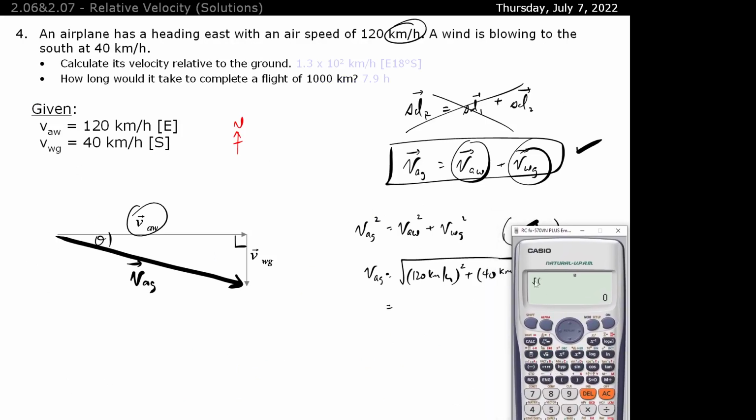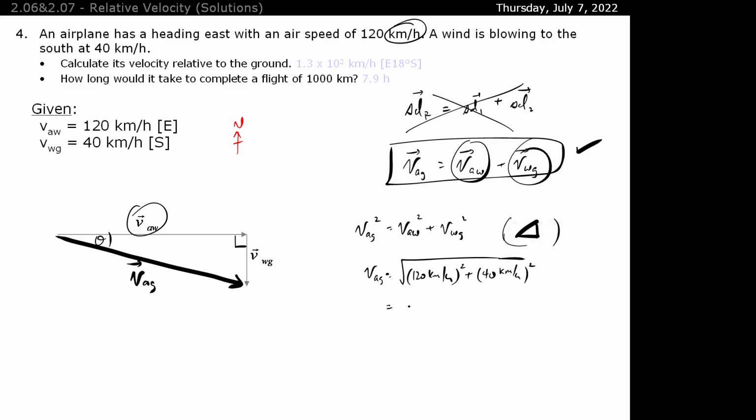Square root. Luckily, this calculator opens brackets for me automatically. Many don't, so just watch out for that. 120 squared plus 40 squared. And you know that with regards to these triangles, the hypotenuse will always be longer than your longest side. So you know your final answer is going to be greater than 120. If you get any answer less than 120, you know you made a mistake. That sounds about right. It should be greater than 120, so 126.49.